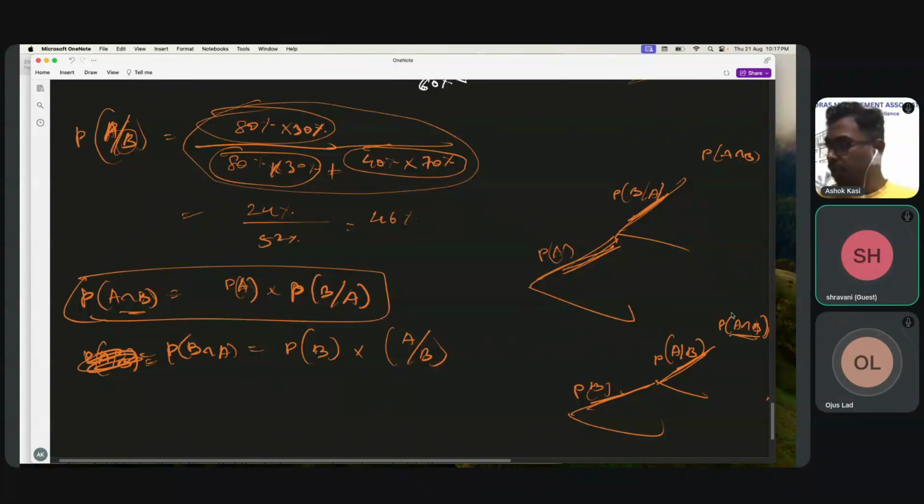This is okay till here what I have written. A by B I am writing, or I'll write B by A. It's one and the same. I mean B intersection A or A intersection B. So on this basis, I can say left hand side and right hand side all are equal only.